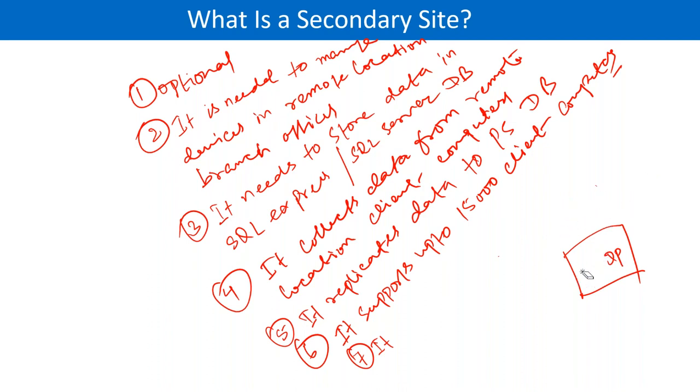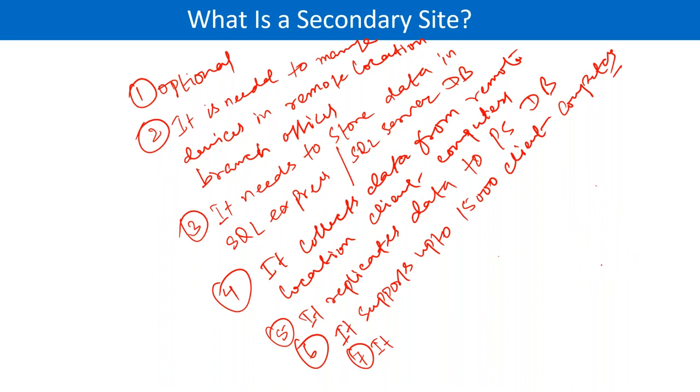And for a site system, is it mandatory to have a server, or can we have a client machine like Windows 10? Only DP, the distribution point, can be installed on a client machine. But for all other roles, you have to have a server.